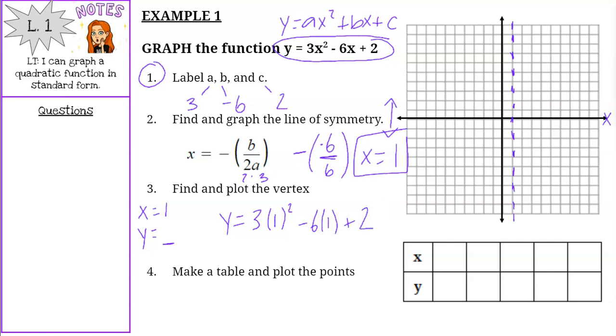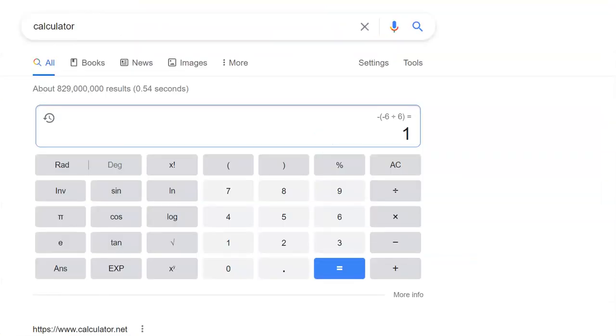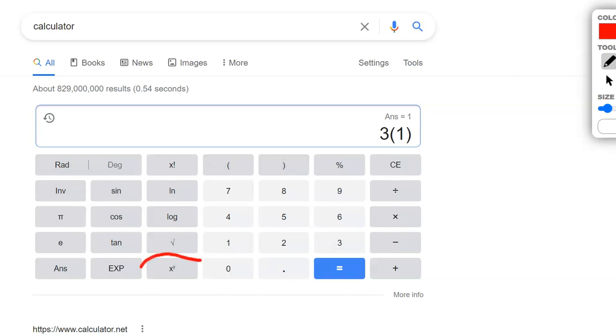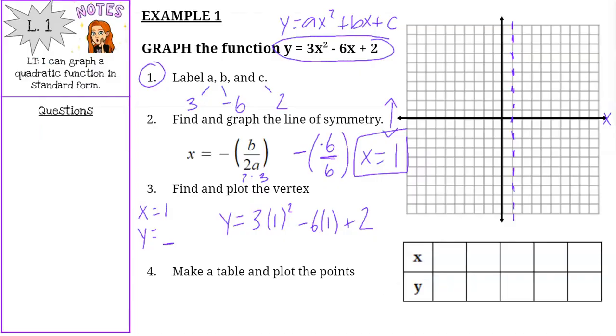Now you can evaluate this using order of operations or by using your calculator. So we can type that in, 3 parentheses 1. To square something, we will use this button right here. Put a 2 there because we're squaring it. Minus 6 in parentheses 1, plus 2 equals negative 1. So when x is 1, our function's value is negative 1. So that's going to be our vertex, 1, negative 1. I'm going to plot that point on my graph.